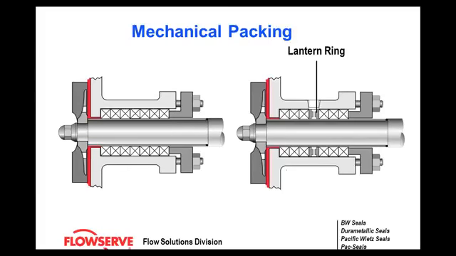One thing to note here is that packing is in direct contact with your shaft. Whether it's actually riding directly on the shaft or on a sleeve, it is in direct contact with the shaft, and therefore it will rob horsepower.